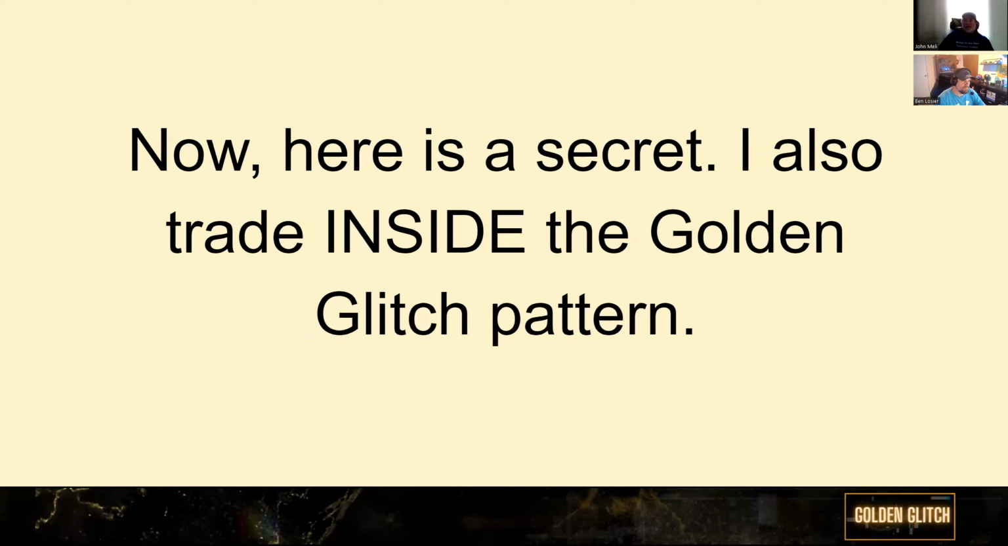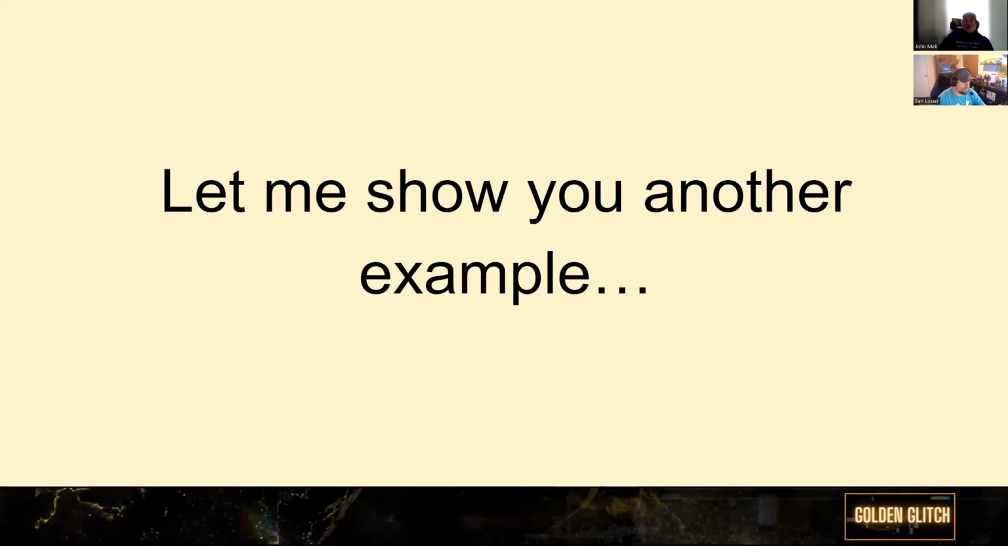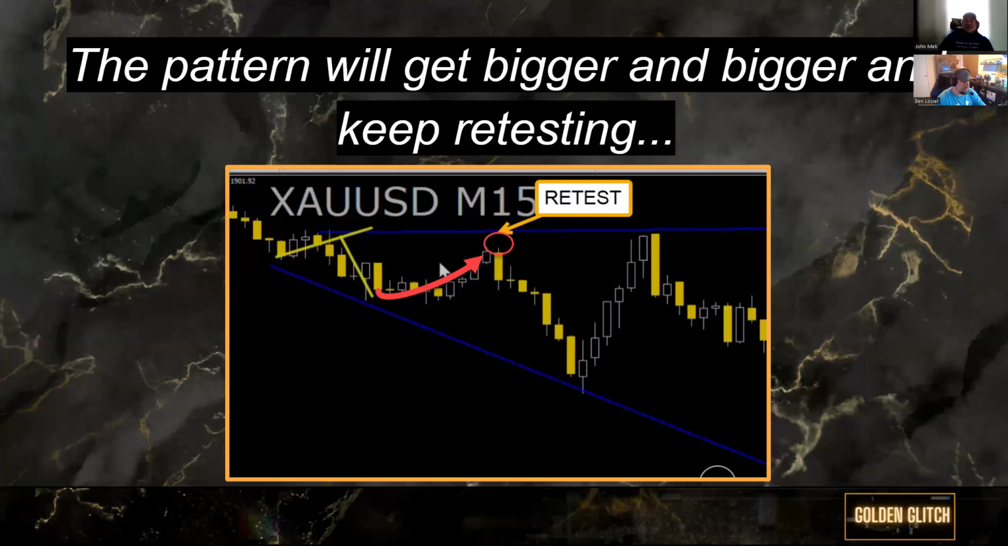Now, here's a secret: I also trade inside the golden glitch pattern. Once you establish the start of the golden glitch pattern, you will have possibly two to four trades inside there that just keep getting bigger and bigger. Let me show you another example.